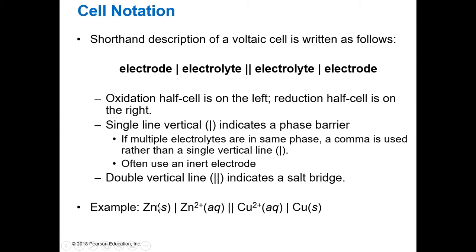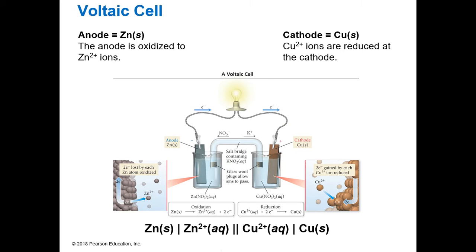Our electrode is a zinc electrode in a zinc solution, right? Copper electrode in a copper solution. Here's our salt bridge between the two. We can tell all that by looking at that shorthand notation. So if you were given this shorthand notation here, you would be able to draw this diagram because you know the zinc's going to be oxidized. So you could even write the zinc equation, right? Zinc solid yields zinc 2 plus and 2 electrons.